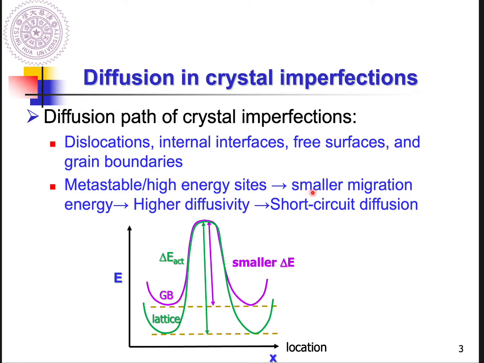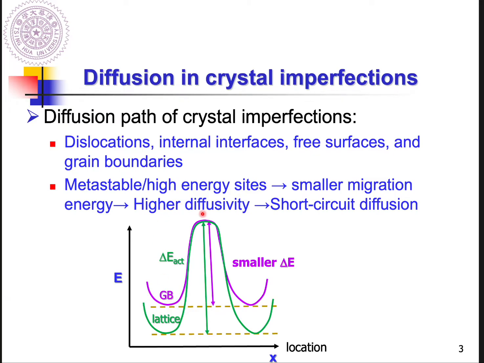So that is the smaller migration energy, because now the atoms are at the site with higher energy. So this energy barrier is smaller than when the atoms are located in the crystal. So a smaller migration energy means exponential minus a smaller term. So if the atoms diffuse through the grain boundary, it must have a higher diffusivity.